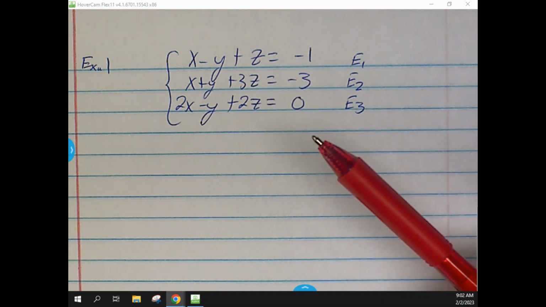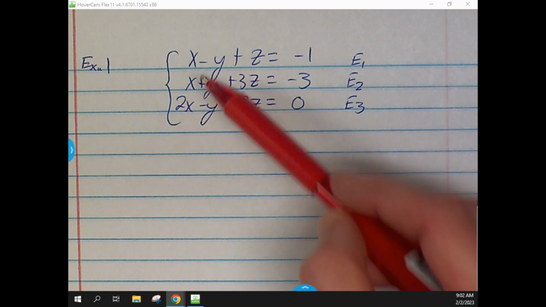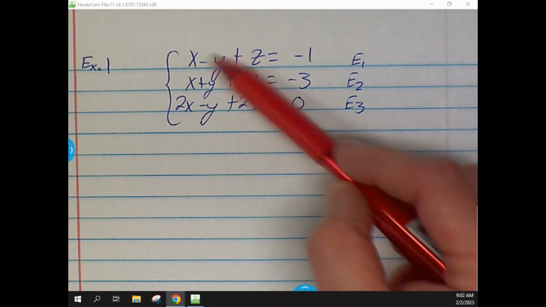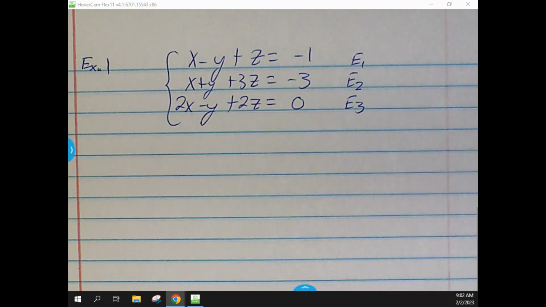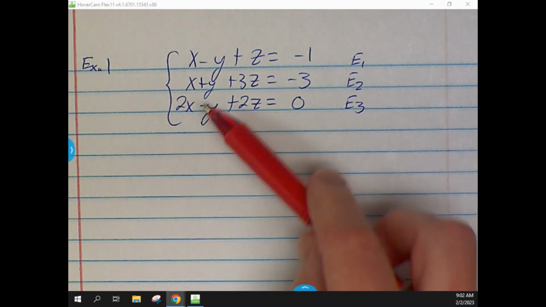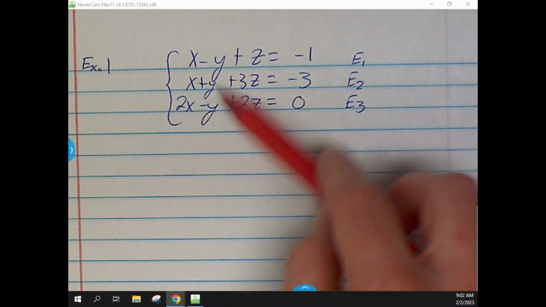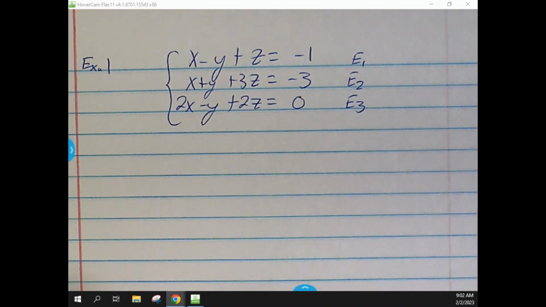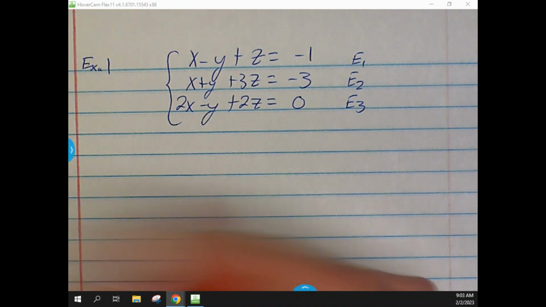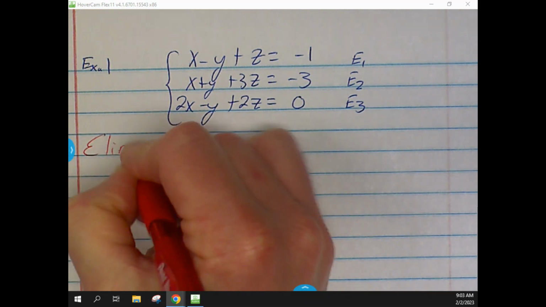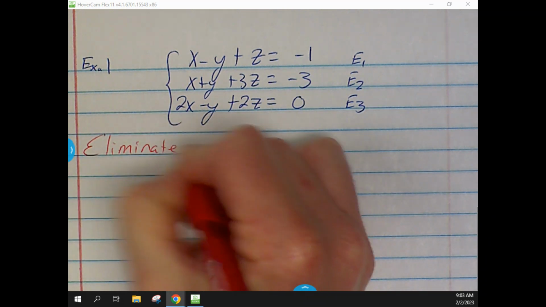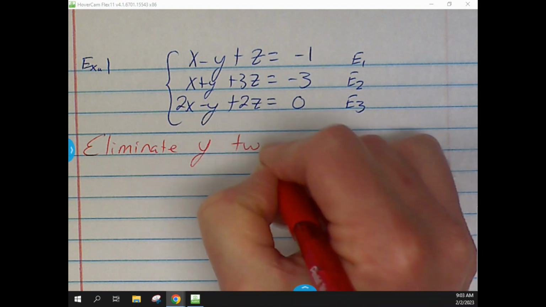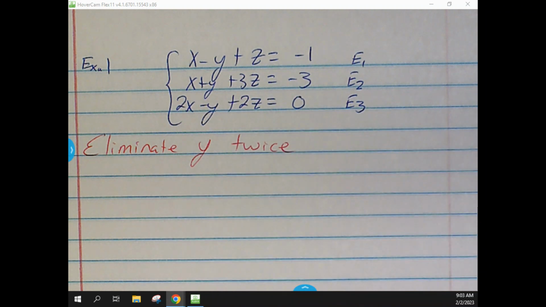But if you notice the numbers, the way this is set up, you've got a plus and minus y here. If you put these two together, this y goes away and you don't have to do anything to it. You can also get rid of a plus and minus y here to eliminate this y. So to me, it seems like for that particular problem, the best thing to do is eliminate y twice.